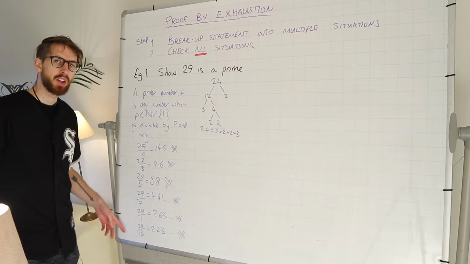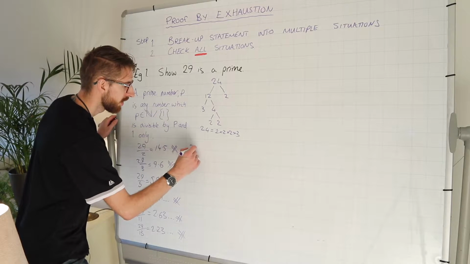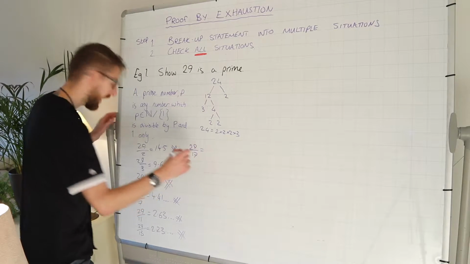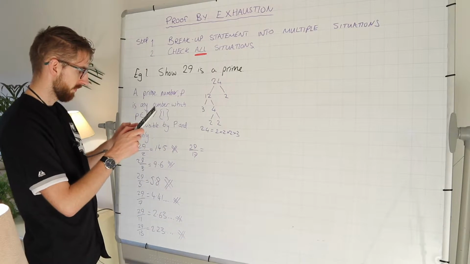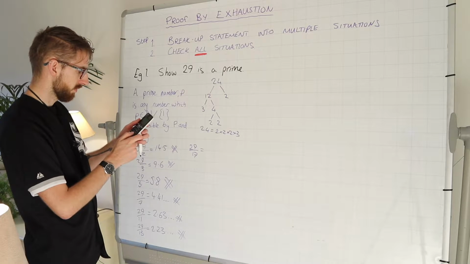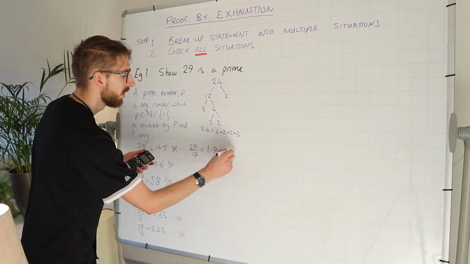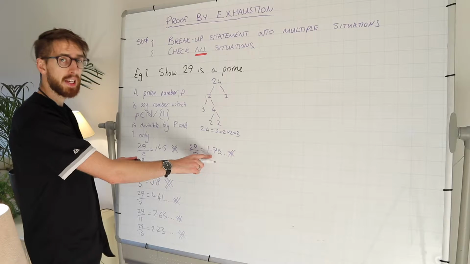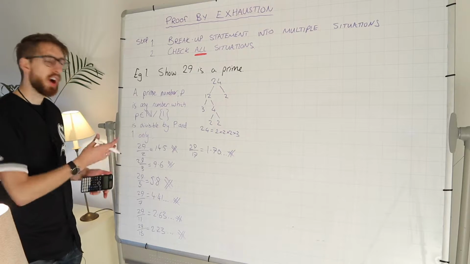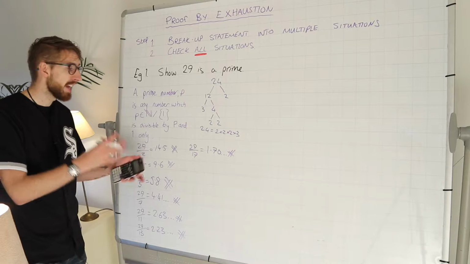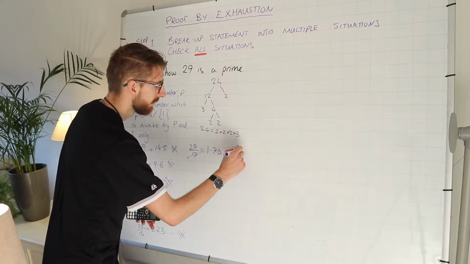I've gone up to 13 because if we went past 13, to the next prime which is 17, I'll do it here, 29 divided by 17 equals 1.70 something something, which is not an integer. Here it's less than 2, so any numbers which are greater than half, we don't actually have to test to divide by them because we've kind of already done it. So this one, not needed.